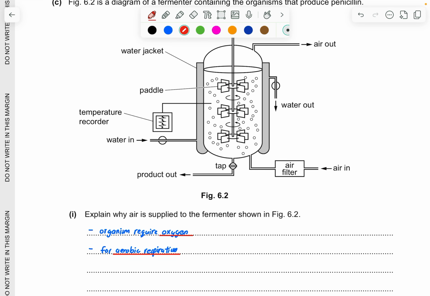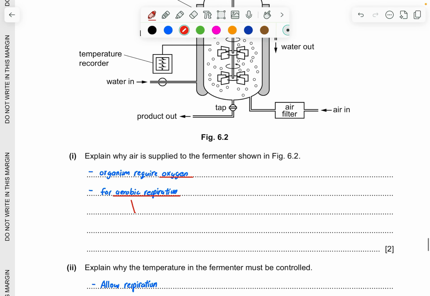So again, this is another question that you have to be careful with your words. You cannot just put respiration. It has to be aerobic, because aerobic means that it needs oxygen. If you just put respiration, I can tell you it can be anaerobic respiration, and anaerobic respiration doesn't use oxygen at all. So you have to be very careful with your terms. If anything relates to oxygen, just put aerobic respiration. That is always safer. All right.